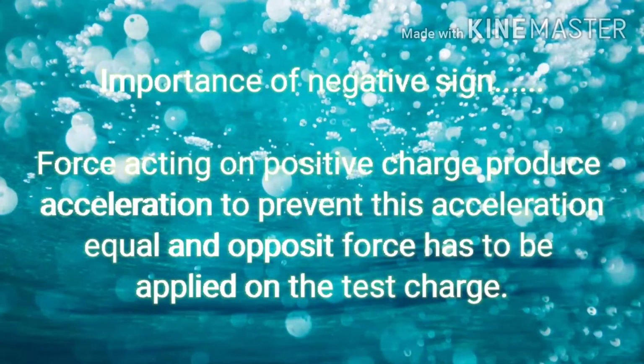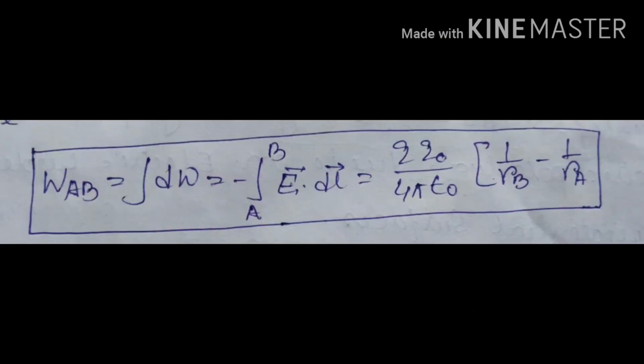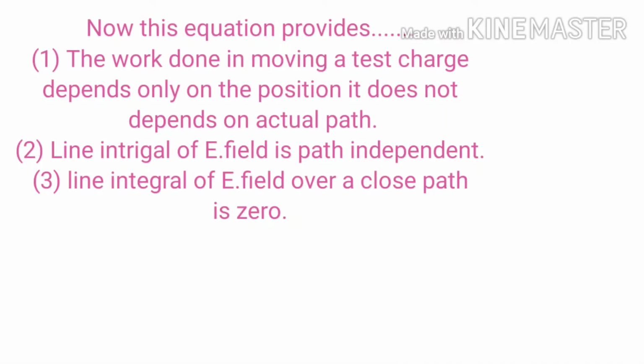To prevent this acceleration, an equal and opposite force, minus Q naught E vector, has to be applied on the test charge. So finally we can write W_AB is equal to integration of dW is equal to minus integration from A to B of E vector dot dL vector, that is equal to Q naught by 4 pi epsilon naught into 1 by R_B minus 1 by R_A.